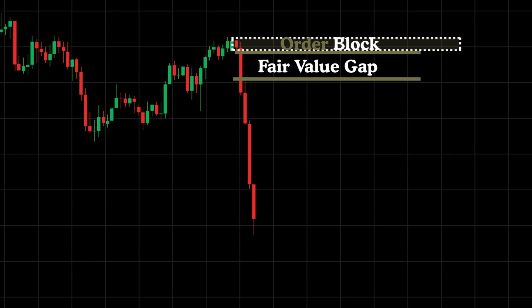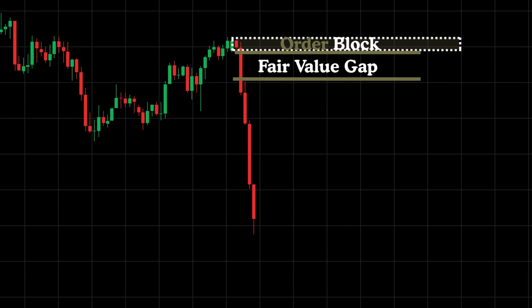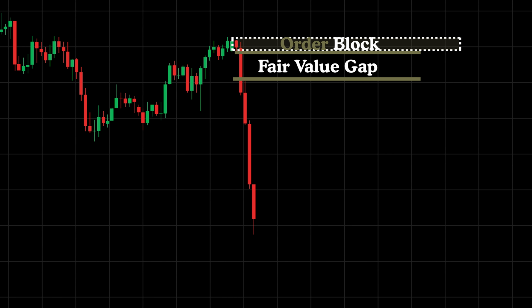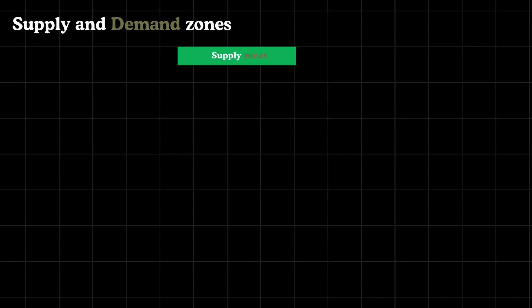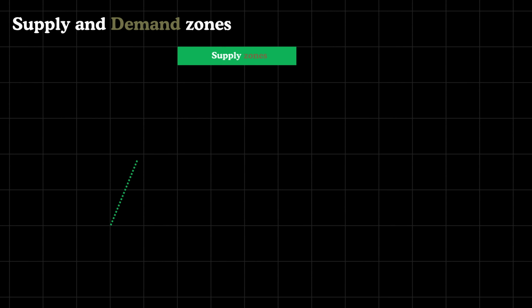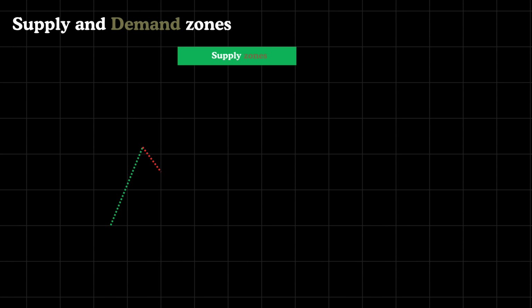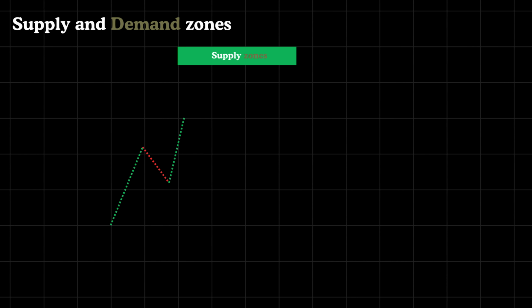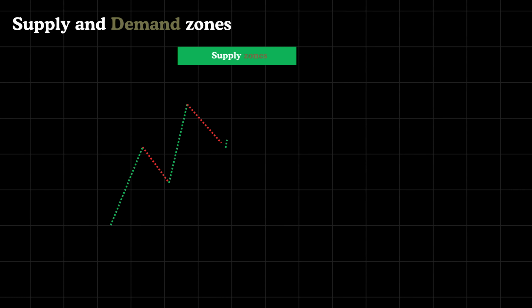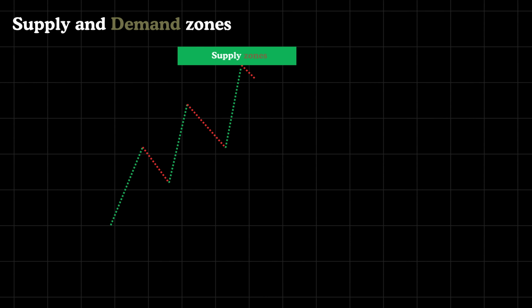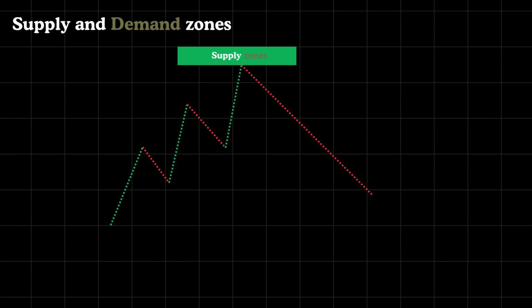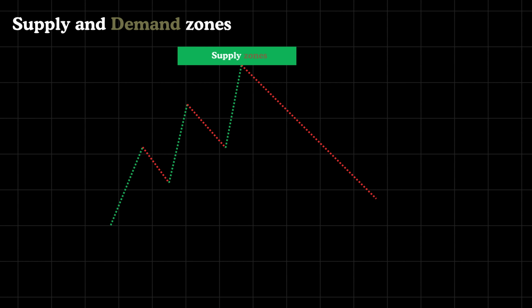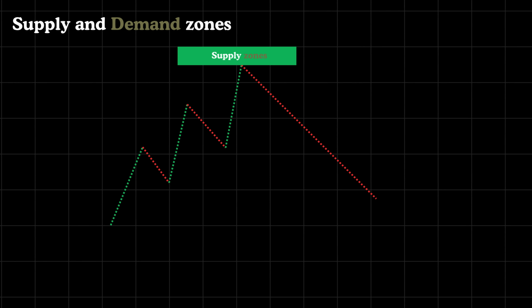Without it, the move lacks the institutional footprint, and we don't classify it as a true order block. A supply zone is an area on the chart where sellers step in with enough strength to prevent price from moving higher. It often develops after a strong rally when large players, such as banks and institutions, begin unloading their positions to secure profits. This wave of selling pressure forces price to reverse and decline from that level.